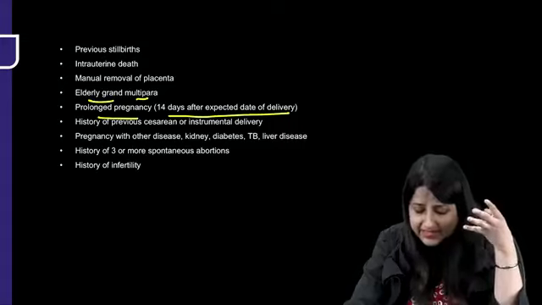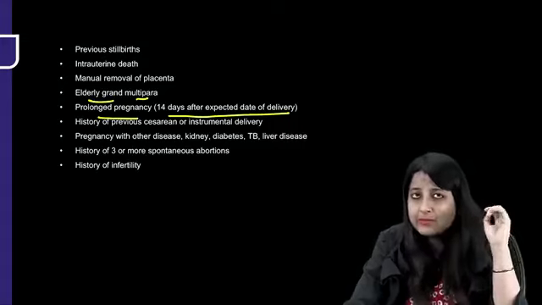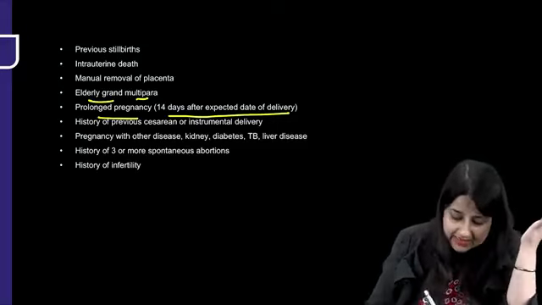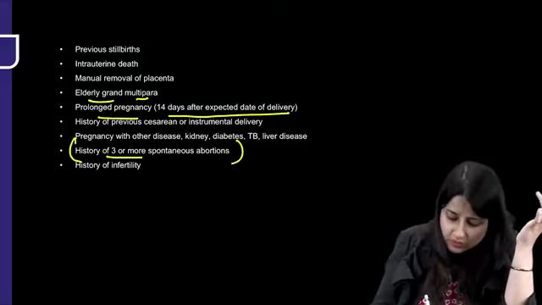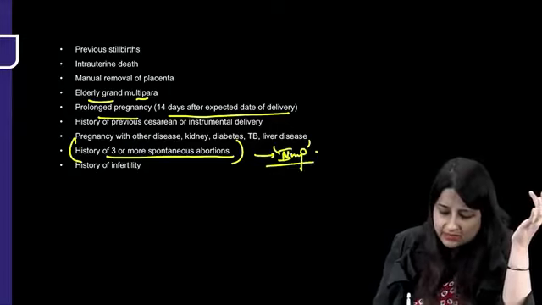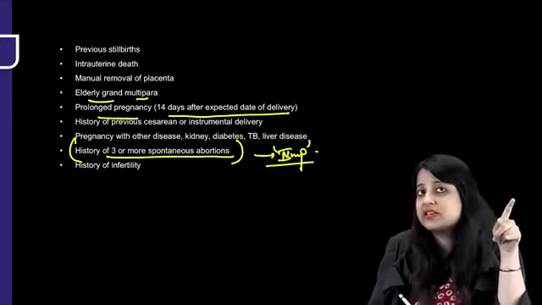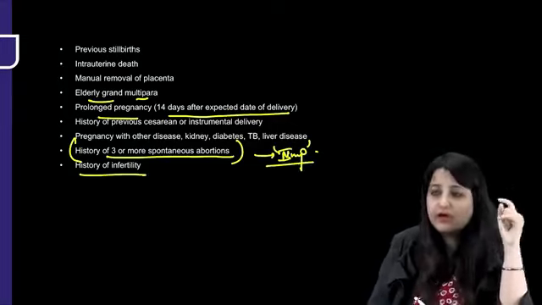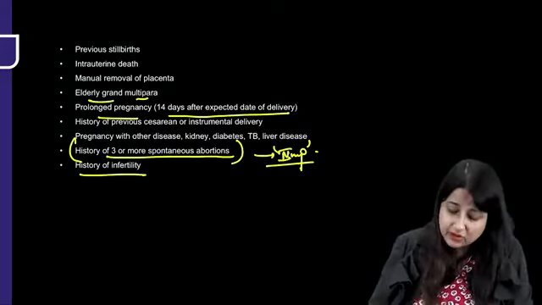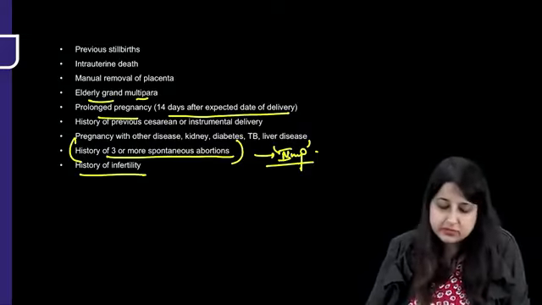Then there's pregnancy with any other disease. Somebody has a cardiovascular disease, TB, liver disease, whatever. History of 3 or more spontaneous abortions. This is important. 3 or more than 3 spontaneous abortions. Plus history of infertility. So high risk pregnancies definitely come. Remember, it's 3 or more than 3 spontaneous abortions.